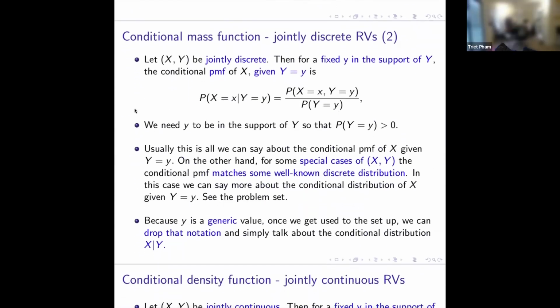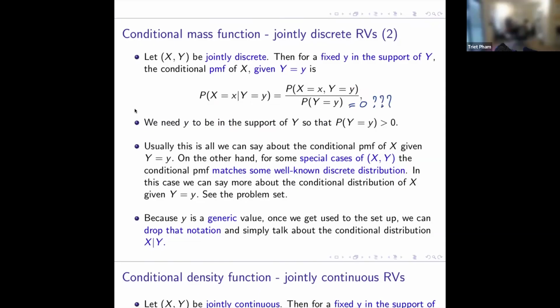Okay. The one thing we want to pay attention to, of course, is you don't want to condition on the value of little y that is outside the support. This is again the relevance of support, because if this is equal to 0, then you are dividing by 0. So that makes no sense. So basically, you have to condition on an event with positive probability.